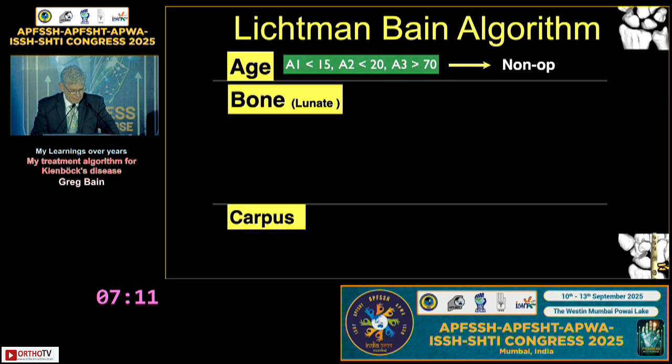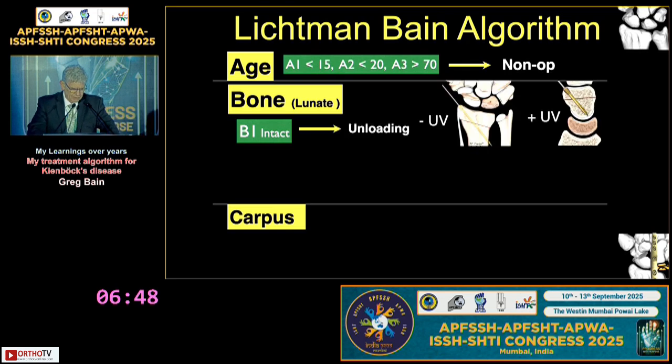A is age, B is the bone, the lunate, and C is the carpus. We know from the phenotype, if they're less than 20, they do better, so we try and treat them without surgery. Greater than 70, we treat them without surgery as well. We go non-operative. All patients, regardless of age, are at least offered non-operative treatment with removable splints and maybe anti-inflammatories.